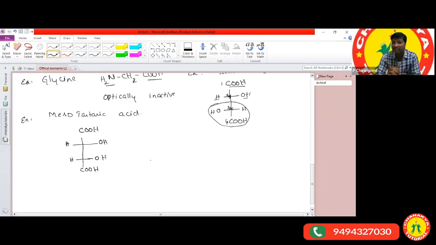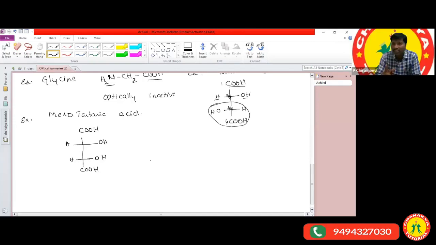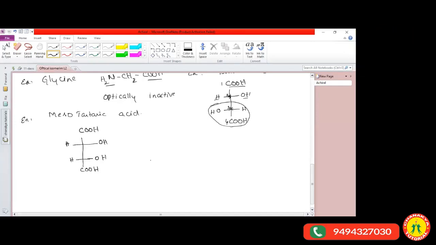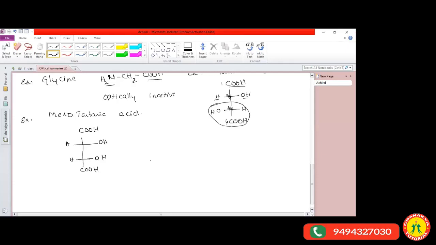Any reason is there? Sir, because if we take each of the two carbon atoms, that is second and third, each will have a COOH group, then the entire... Very good. So that means you are telling that mesotartaric acid has two chiral centers. Is that clear? Okay, right.